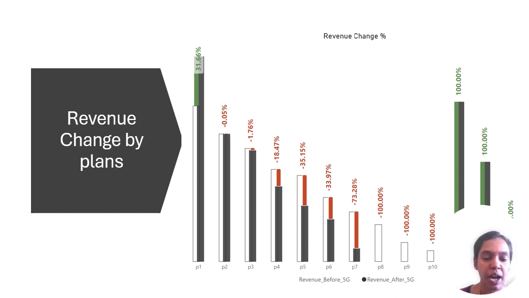The plans P5 through P7, especially P7, show a 73% decrease in revenue. It would be better if we drop plan P7 and focus our resources on the plans that are performing well. Maybe we can put more resources on plans P5 and P4, since it is a slight drop, and see if we can bring in more customers.